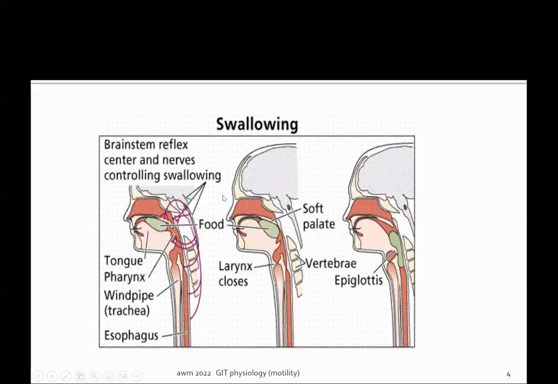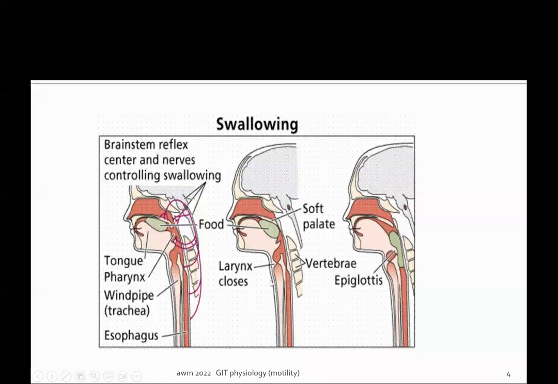Now, let me just show you, because I have a picture for that. This just shows you the bolus as it's traveling from the oral cavity through the pharyngeal cavity. And after this picture on the right-hand side, it will be completely in the esophagus, in which case now it will travel down, helped by gravity, to get into the stomach.